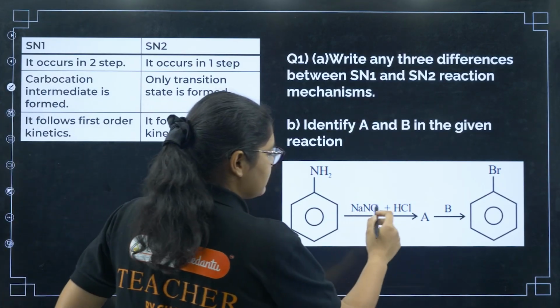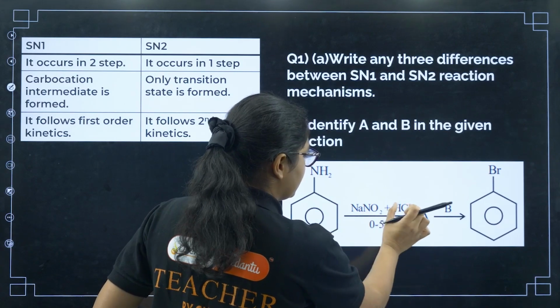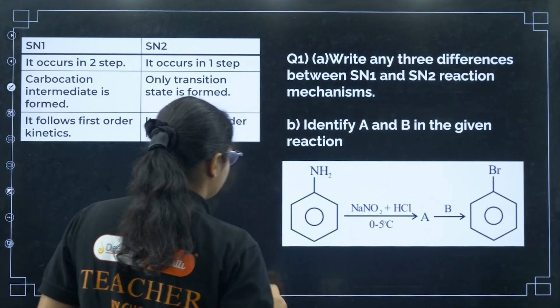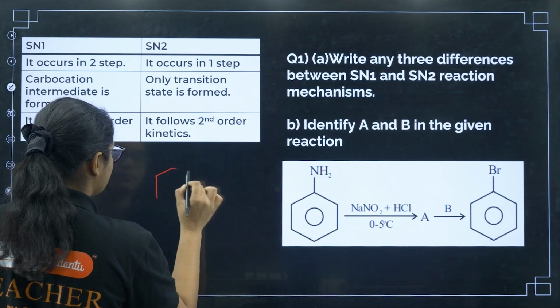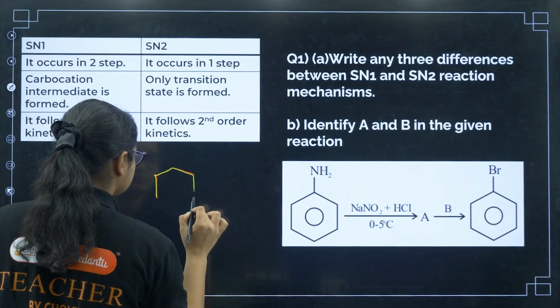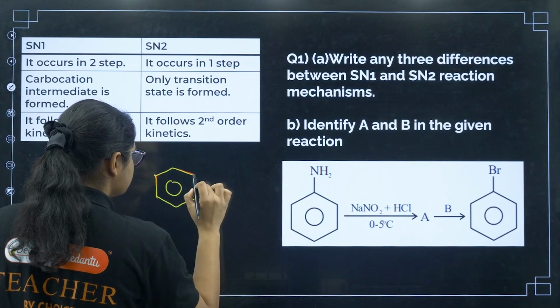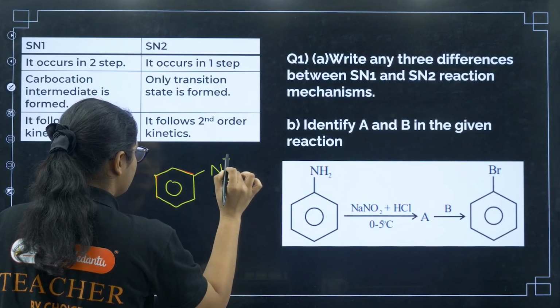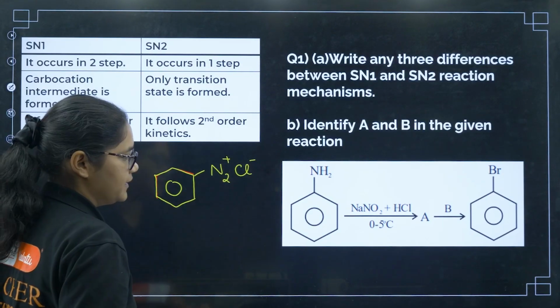Next, coming to identify A and B. So C6H5NH2 with NaNO2 and HCl, what will it give you? It will give you benzene diazonium chloride. So I will have this one, which is your N2+ Cl-.